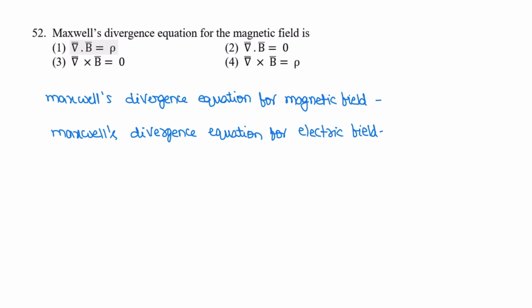The Maxwell divergence equation for magnetic field is del dot B is equal to 0. Similarly, the Maxwell divergence equation for electric field is del dot D is equal to rho V, where rho V is the volume charge density. So here the correct option is 2.